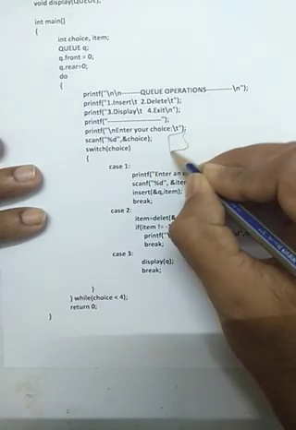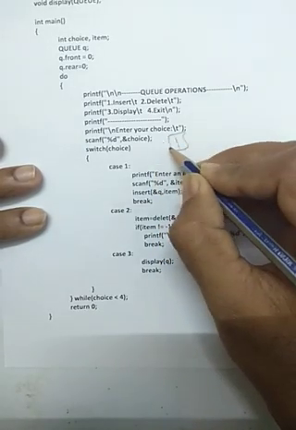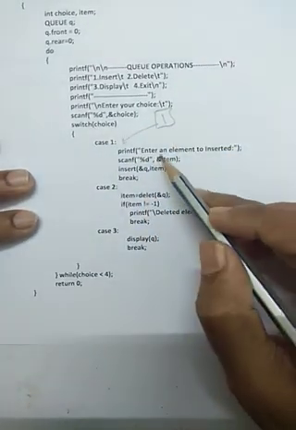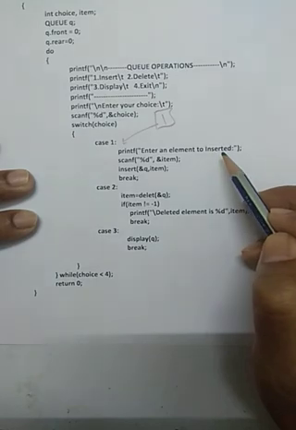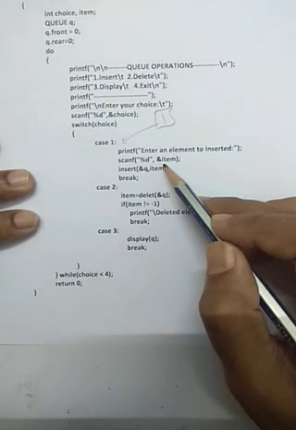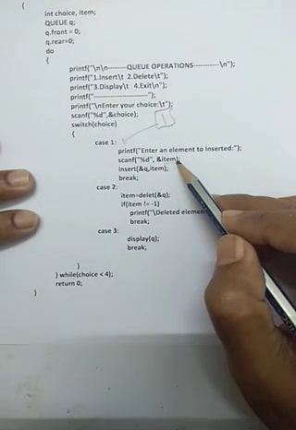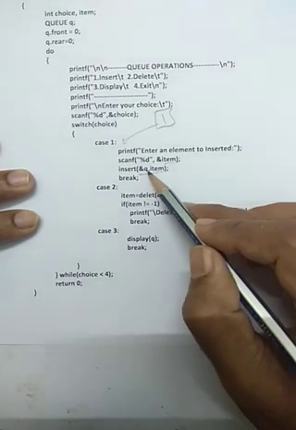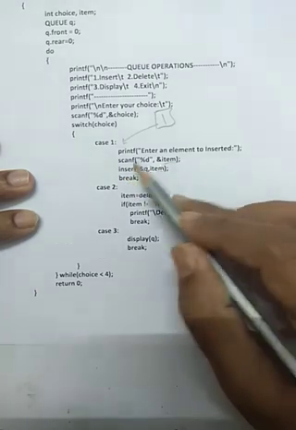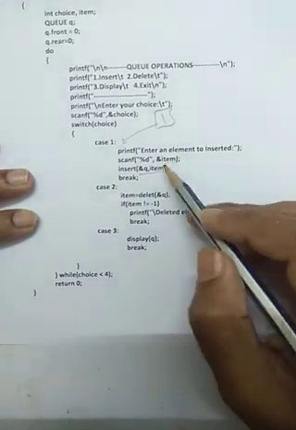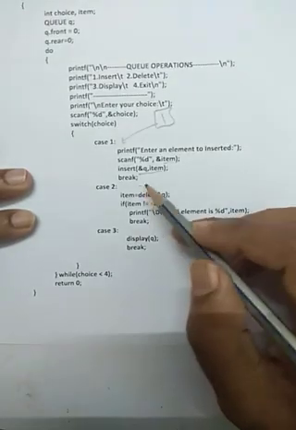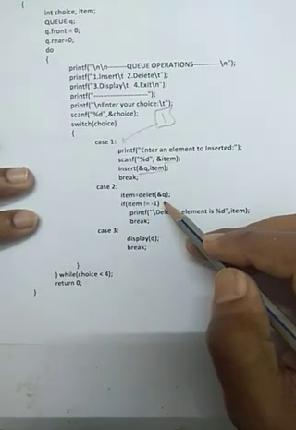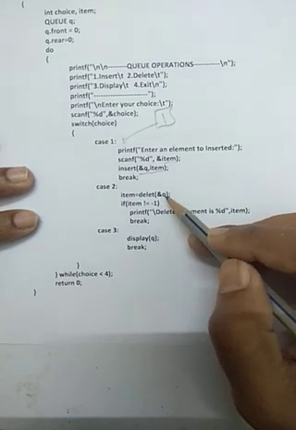If the value of choice is 1, case number 1 is executed. In case number 1, I ask the user to enter the element to be inserted. Then I take that into item, which is the local variable here, and I pass it to the function insert. We'll look at this insert function later. Similarly, if the user enters choice number 2, I call the delete function, and I pass a reference to the queue.